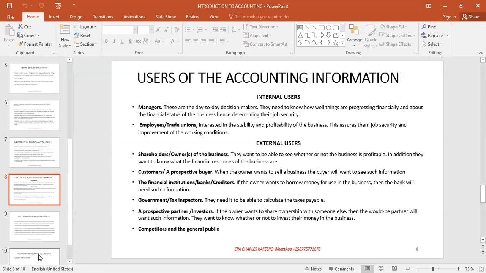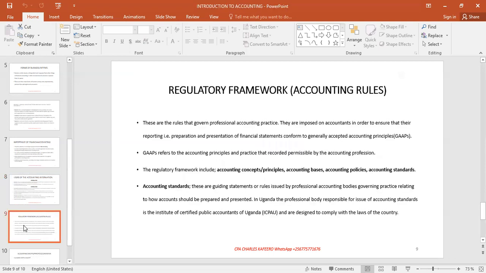So you can talk about those ones, but when you're talking about the users of accounting information, make sure you put their interest. Don't just say they are shareholders. So what do they need from the financial information? That is really important.